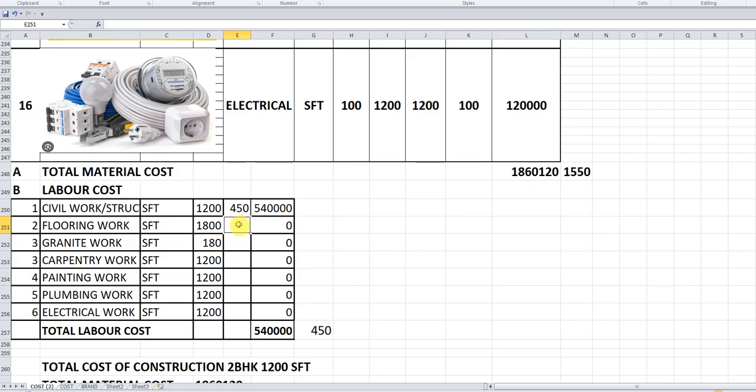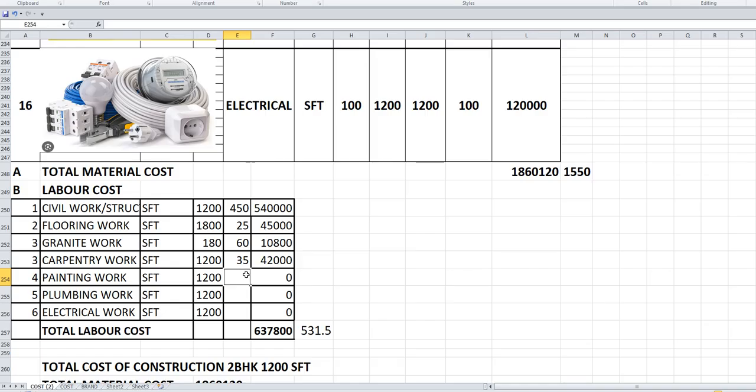Now for the flooring work, it is taken on the total area of the floors, tiles used. So I am considering it as 25 rupees per square feet. Granite work I am considering on the area of the work as 60 rupees per square feet. Then carpentry work: all the material cost includes manufacturing and preparing the wood. So the major part is only fixing of carpentry work. I'm considering it as 35 rupees per square feet. So for the total building it is 42,000.